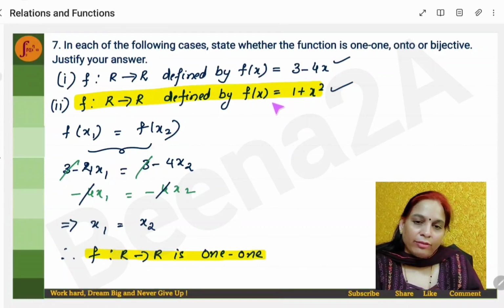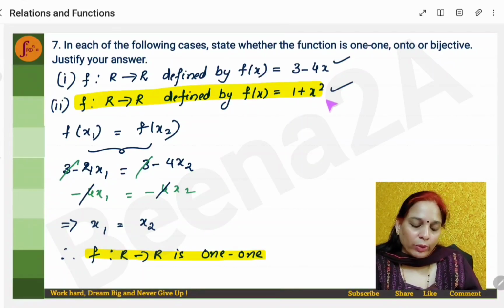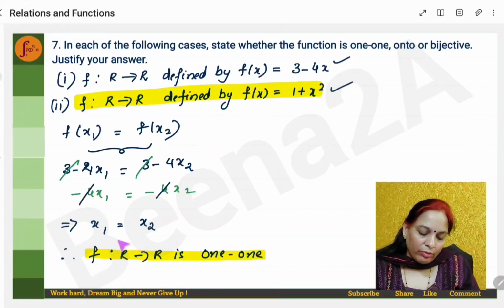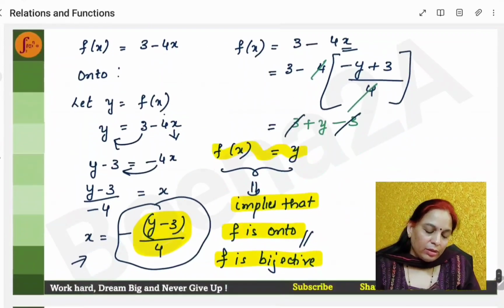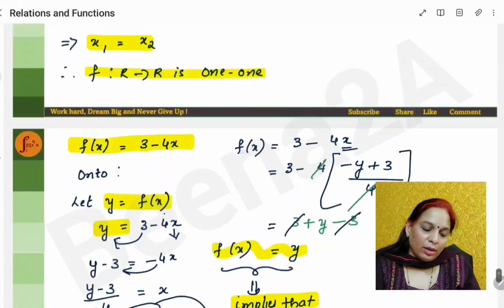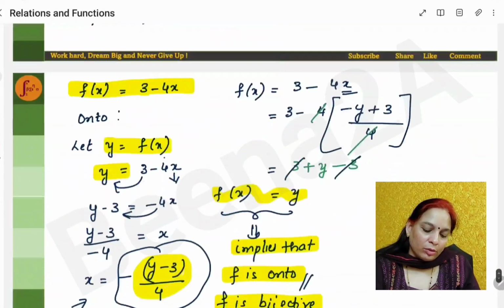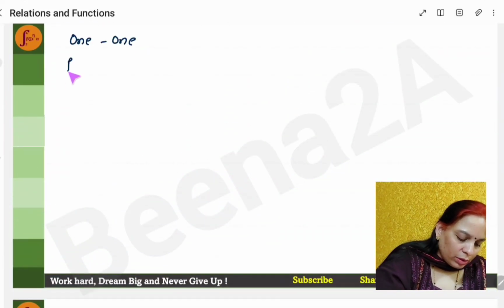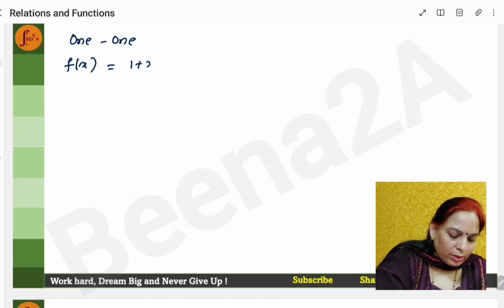Right here, the function is given as 1 plus x square. Same method we'll have to use. We'll have to show that it is 1 to 1, you will have to show that x1 is equal to x2. And here, to show that it is onto, you will have to use the method where y is f of x, y will be this function 1 plus x square, right? We can try 1 to 1. So f of x is 1 plus x square.